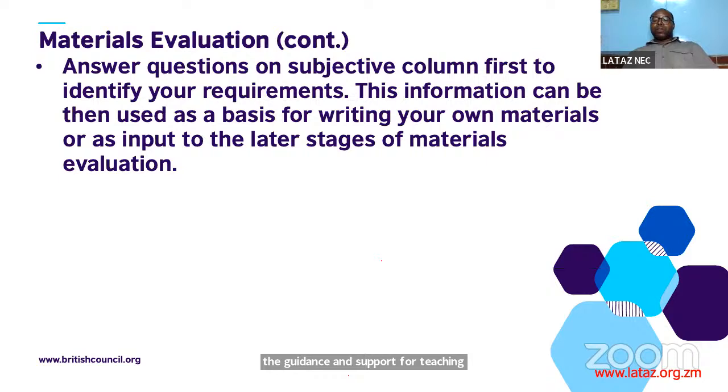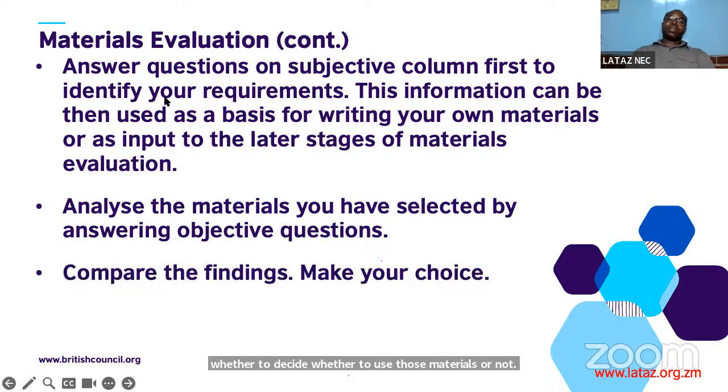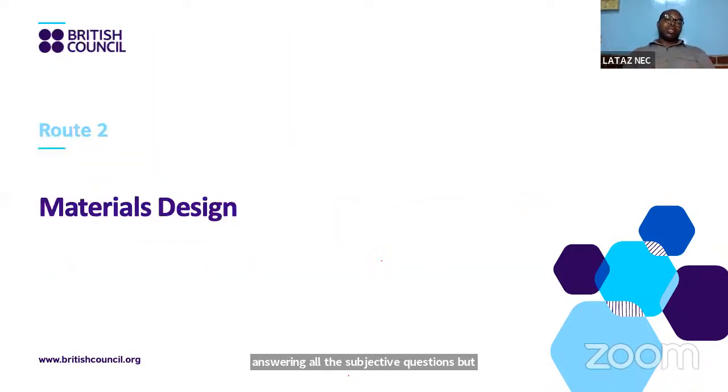Okay, so you have all these questions from your subjective side and from the objective side. After you have answered all these questions from each column, they will be able to answer your questions and help you identify the requirements. So this will be the basis for you to write your own materials, or to decide whether to use those materials or not. Then analyze the materials you have selected, answering all the subjective questions, compare the findings, and then you make your choice. The next part is the materials design.